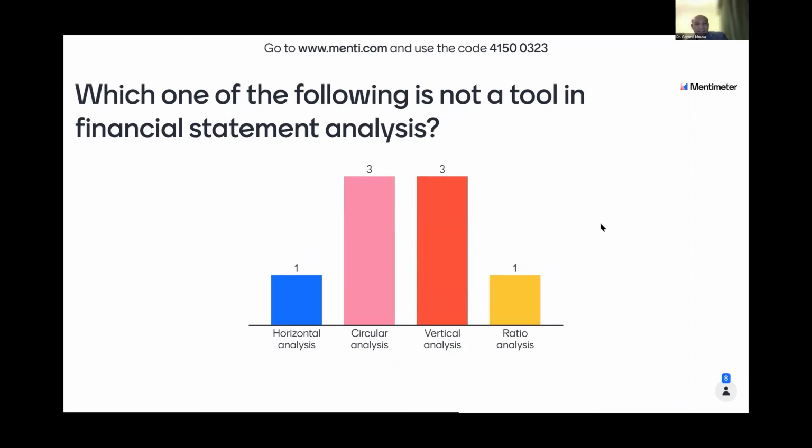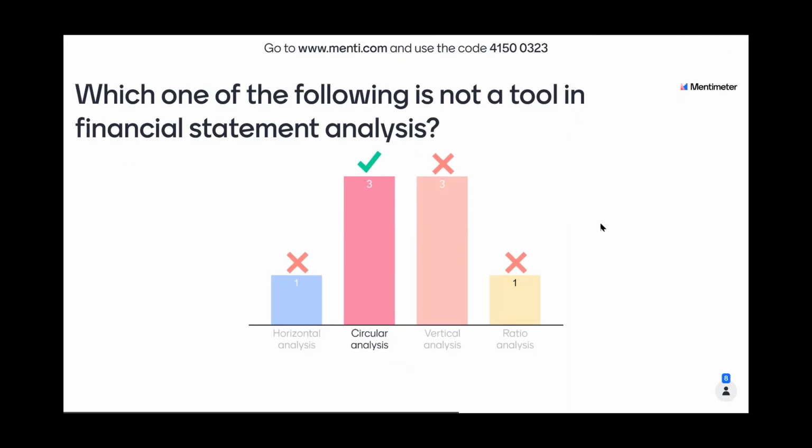So we have horizontal analysis, vertical analysis, and ratio analysis. My question is, which one of the following is not one of them? Okay, only 3 are correct.